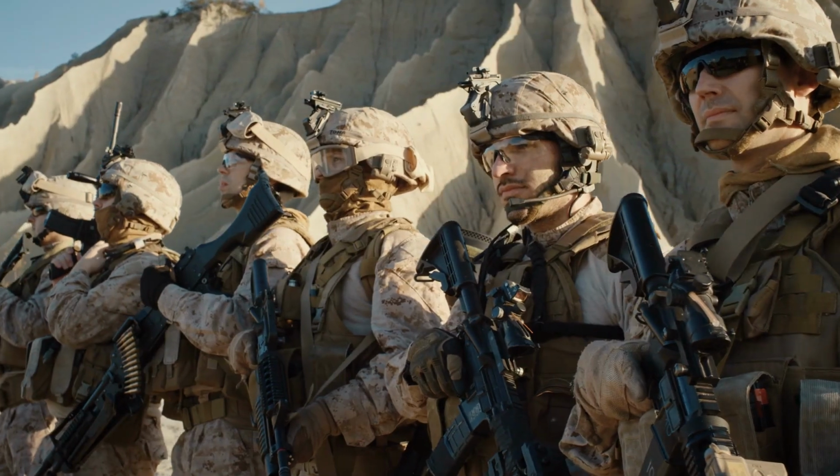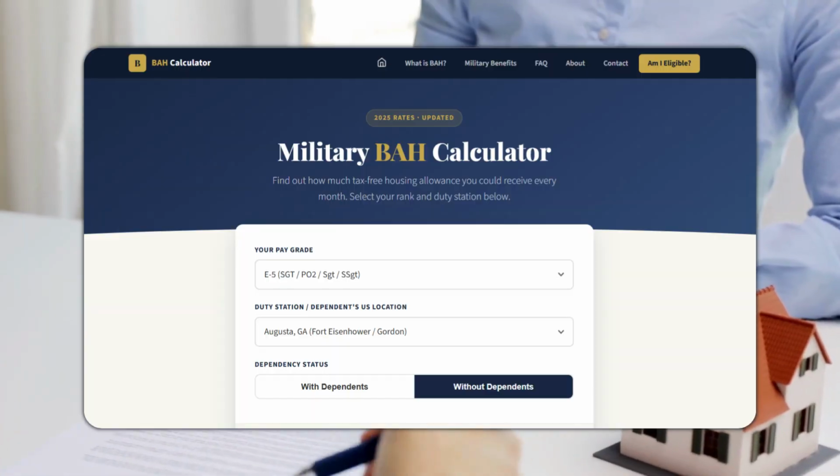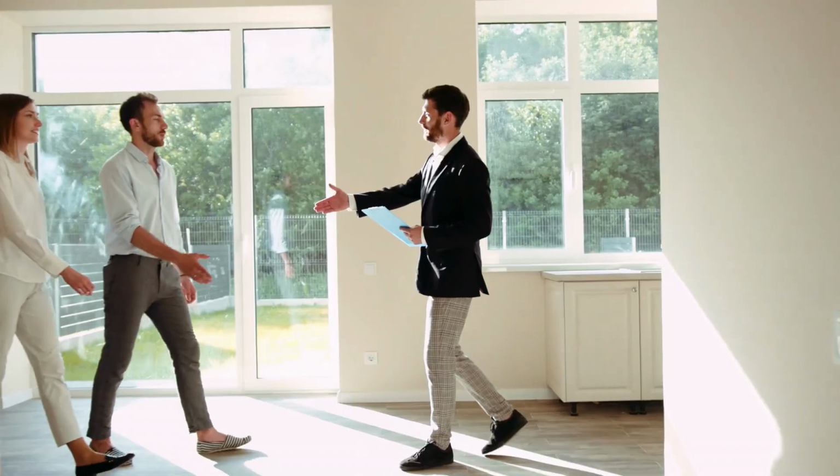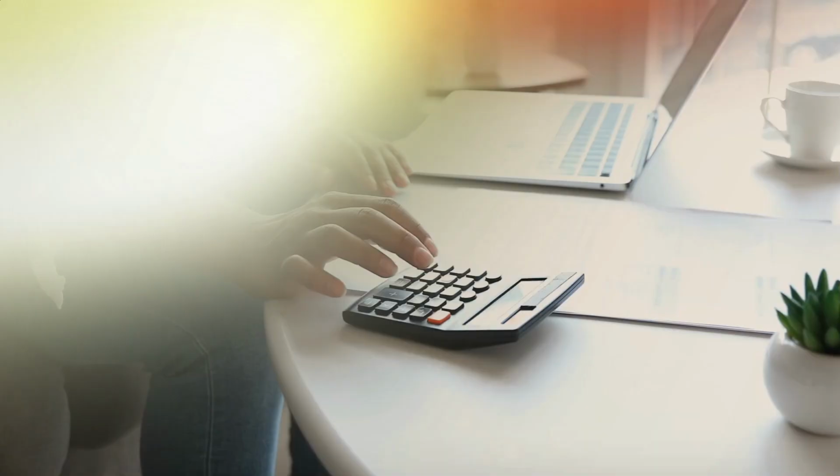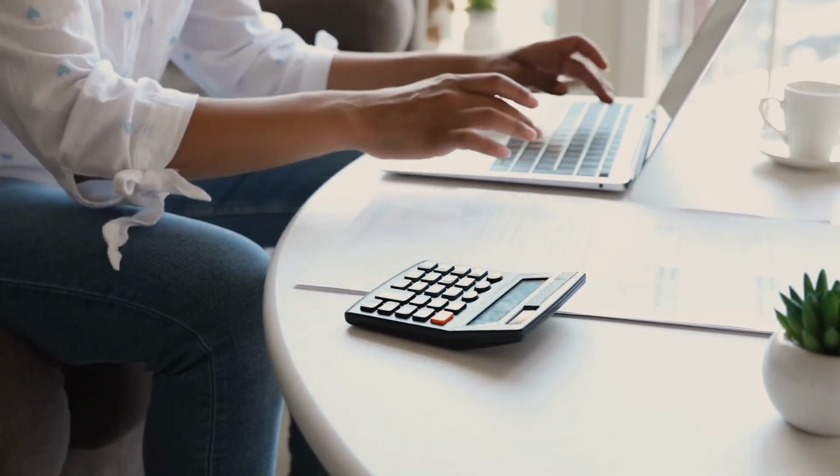If you're stationed overseas, your housing allowance doesn't come from the BAH system. It comes from OHA, the Overseas Housing Allowance. These two programs have the same goal but work very differently, and knowing the distinction can save you a lot of confusion and potentially a lot of money.